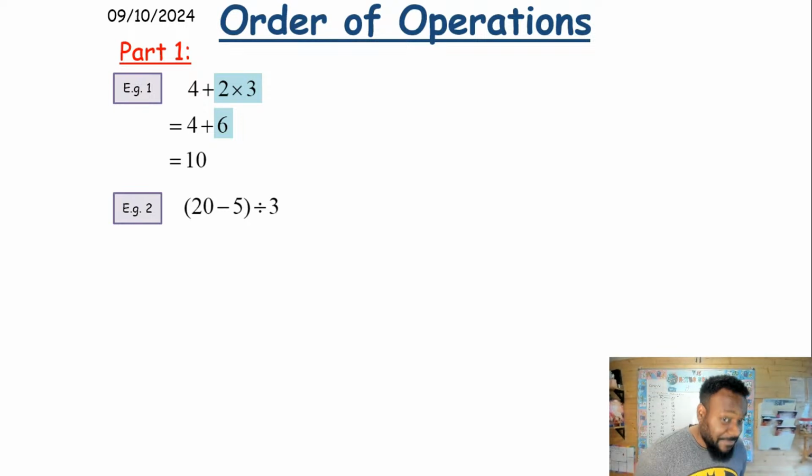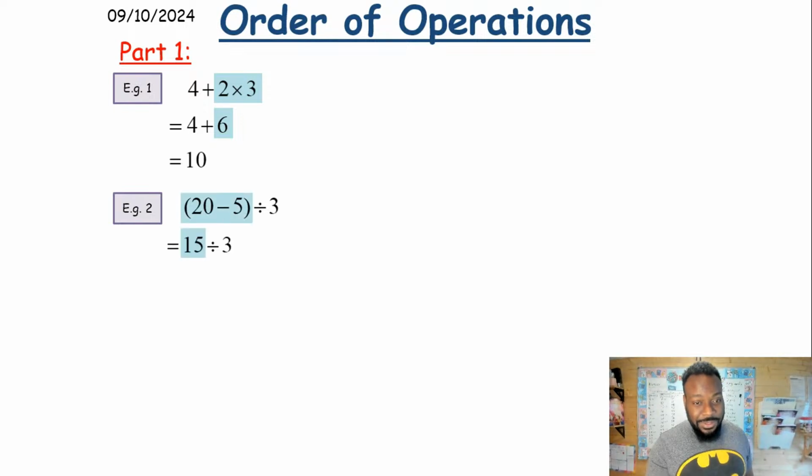Brackets first? I know some of you are thinking, wait a minute, this is a trick question because there's a minus inside the brackets, right? So shouldn't we do divide because it's higher in BIDMAS? No, you do the brackets first. So solve what's in the brackets first, which is 20 minus 5, which is 15. Then you can divide it by 3, which is 5.